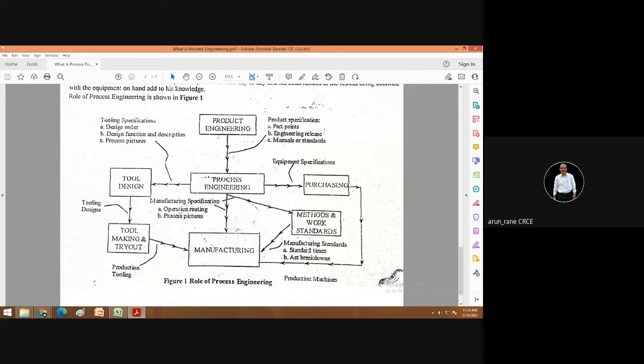and standards. And everywhere the process engineer is involved, whether it is a PLC diagram, electrical diagram, switchgear diagram, or engineering drawing.